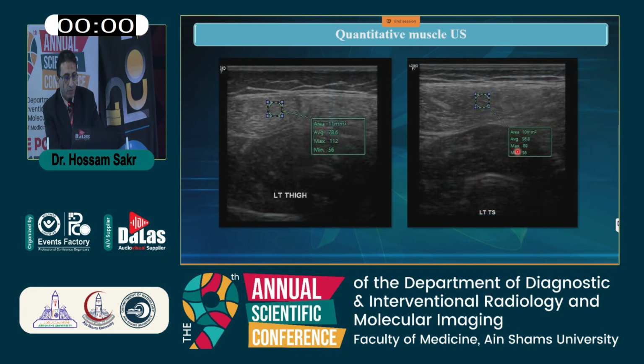Quantitative muscle ultrasound: we can use the ultrasound to measure the brightness of the muscle, an indication of fatty infiltration. We obtain a number that indicates the brightness of this muscle.